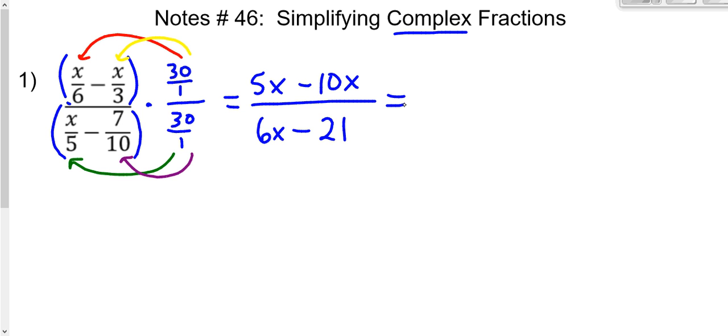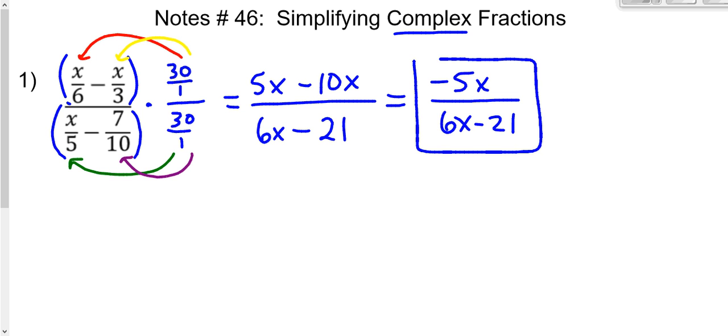5x minus 10x is negative 5x, and 6x minus 21, we could factor a 3 out of that, but it's not going to do us any good because there's no factor of 3 in the numerator, so we could just leave it like this. So it would not be considered simplified to have a fraction inside a fraction. Now we no longer have a fraction inside our fraction. Let's take a look at number 2.